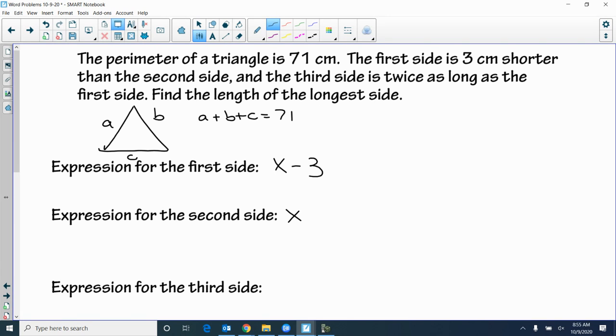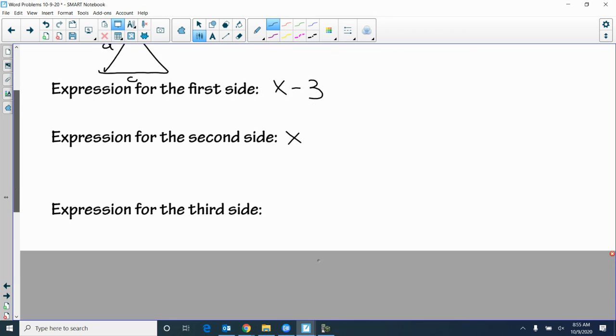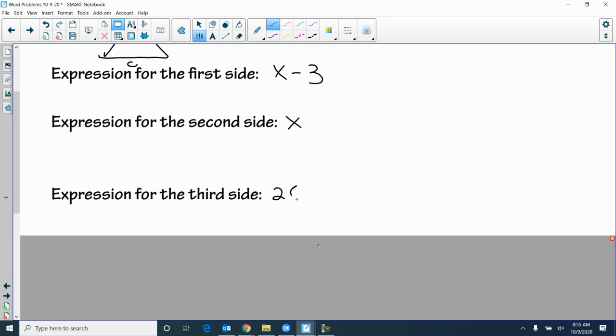All right, now be real careful here. The second side is just whatever X is. The first side is 3 centimeters shorter, so it's X minus 3. The third side is twice as long as which side? The first side. So how do you represent that? You multiply it by 2. Multiply the first side by 2, but you've got to make sure you take 2 times whatever the first side is in parentheses. So it's 2 times the quantity X minus 3.